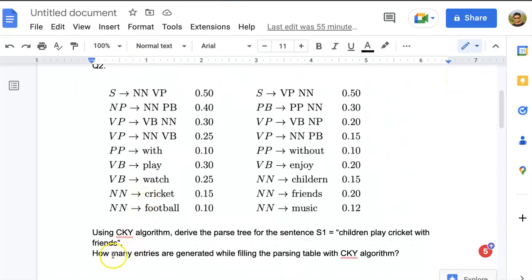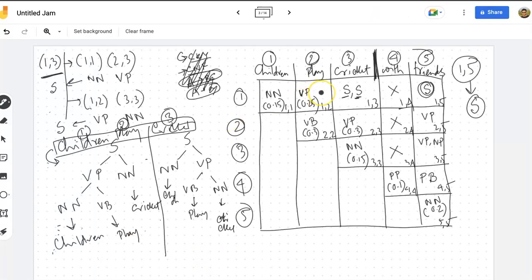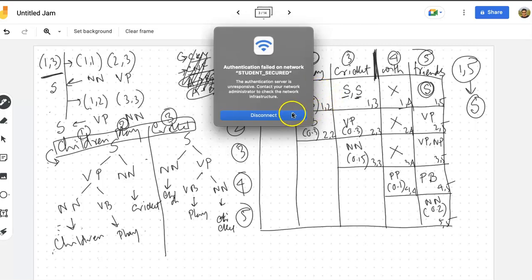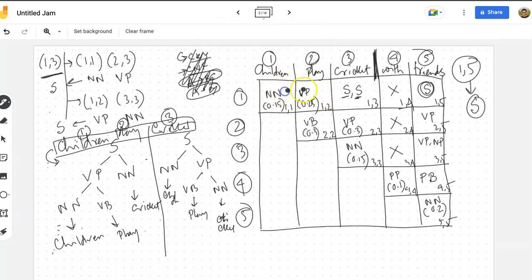Now the next question they are asking is how many entries are generated while filling the parsing table with the CKY algorithm. How many entries are there in the whole table? If you can see, there are 1, 2, 3, 4, 5, 6, 7, 8, 9, 10, 11, 12, 13, 14. So there are 14 entries in the whole table.